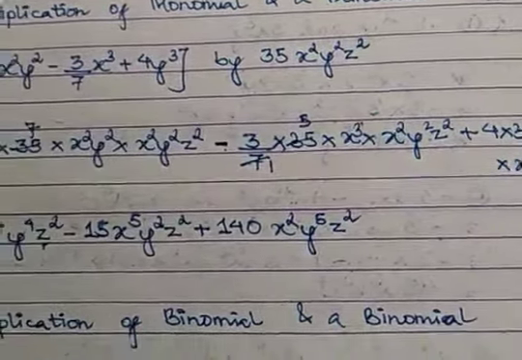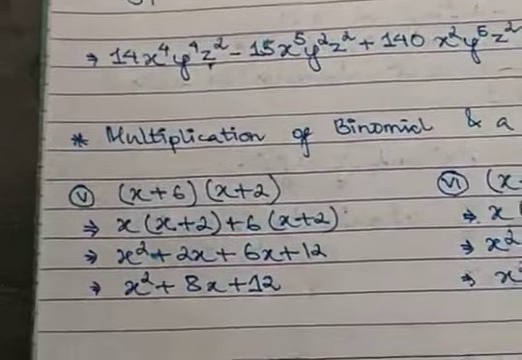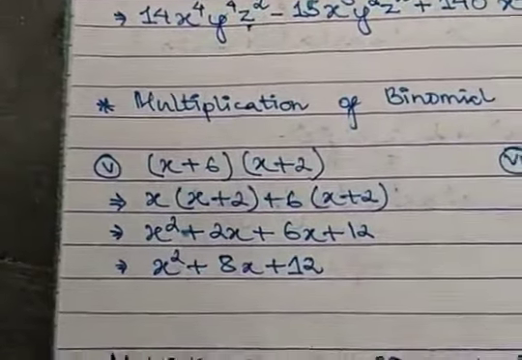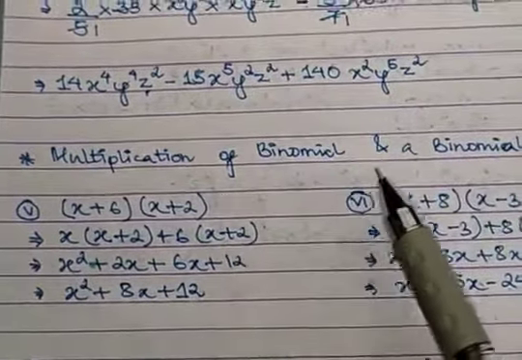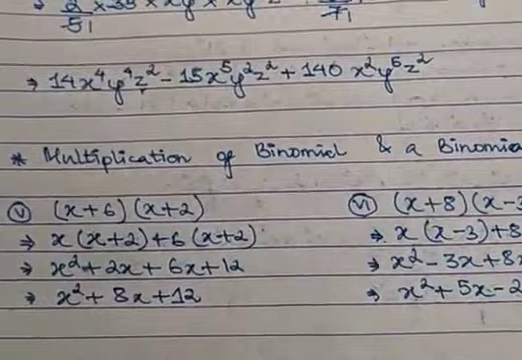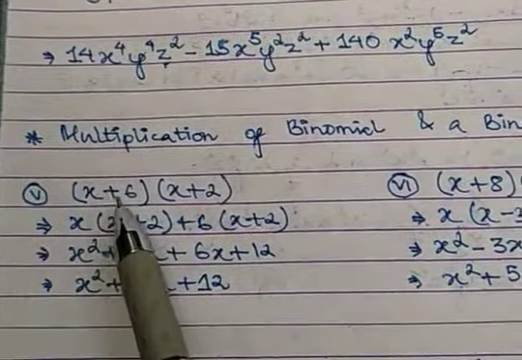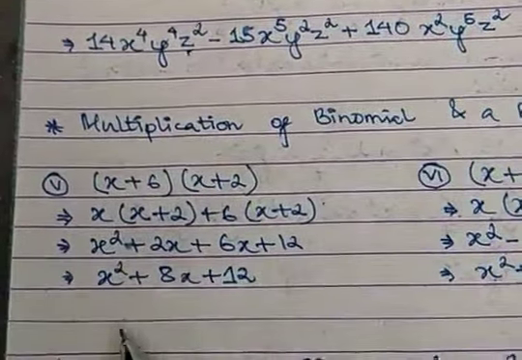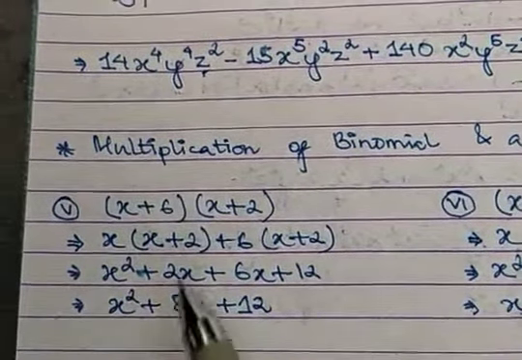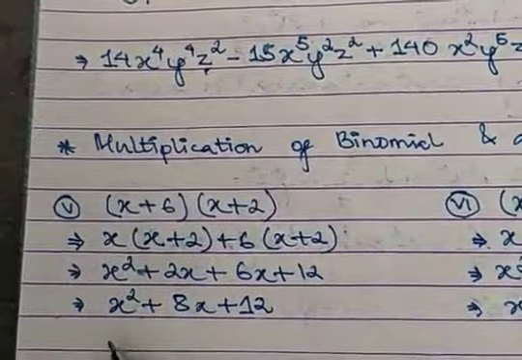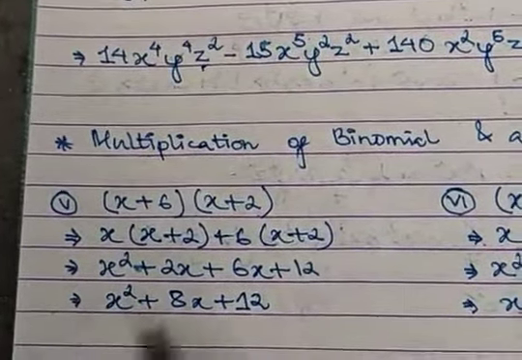Okay, I hope you kids are understanding the chapter. Now we have the next topic, multiplication of a binomial and a binomial, that is 2 terms and 2 terms. So we have here x plus 6 and x plus 2. For 2 terms and 2 terms, one of the procedures is that you can split one of the binomials into a monomial and a monomial.